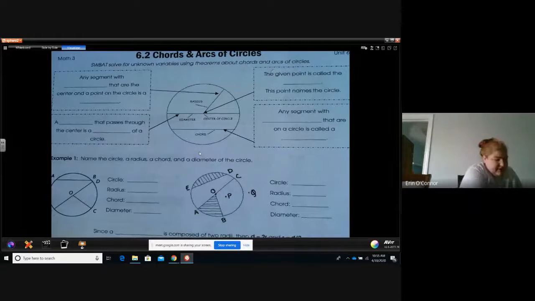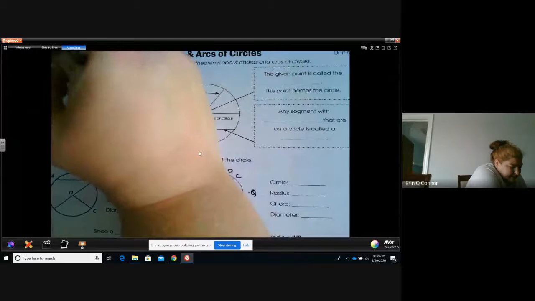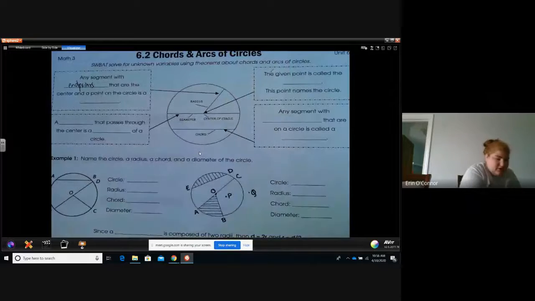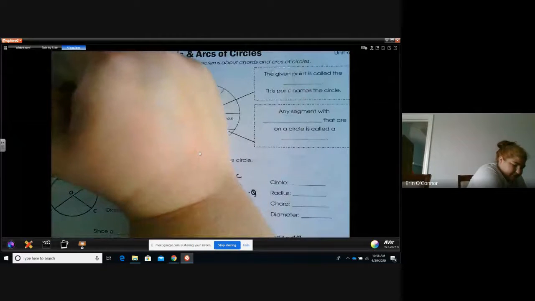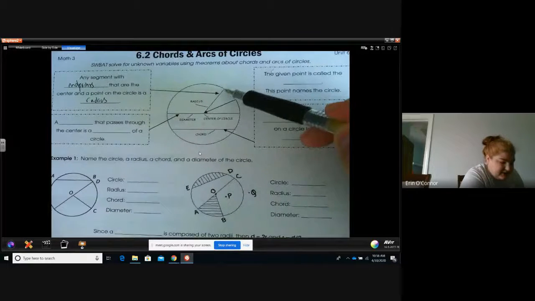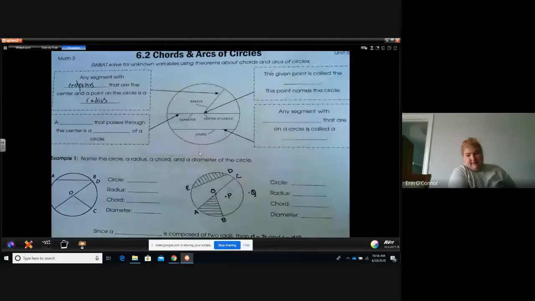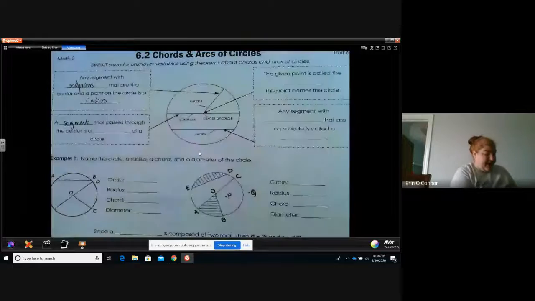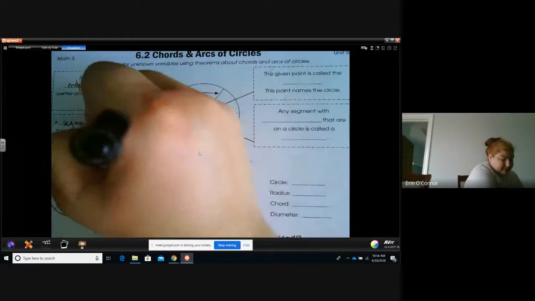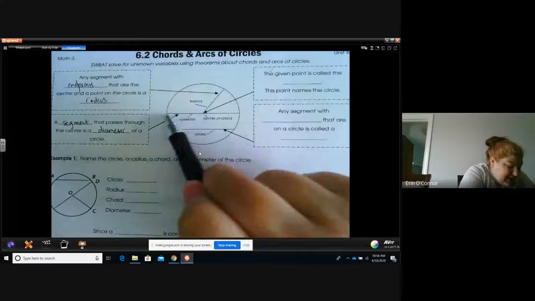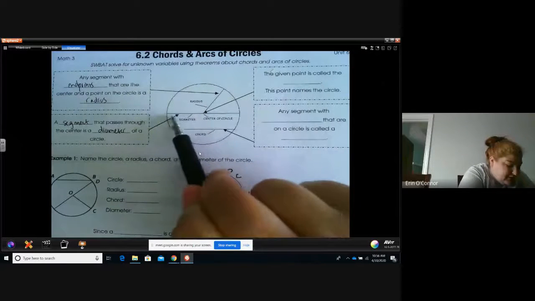So any segment with endpoints that are the center and a point on the circle is a radius. For instance, this has an endpoint here, endpoint on the circle, center of the circle, radius. A segment, that means like a line segment, that passes through the center of the circle is a diameter of a circle. So if this is the center of the circle, this line segment goes from one end of the circle to the other and passes through the center.